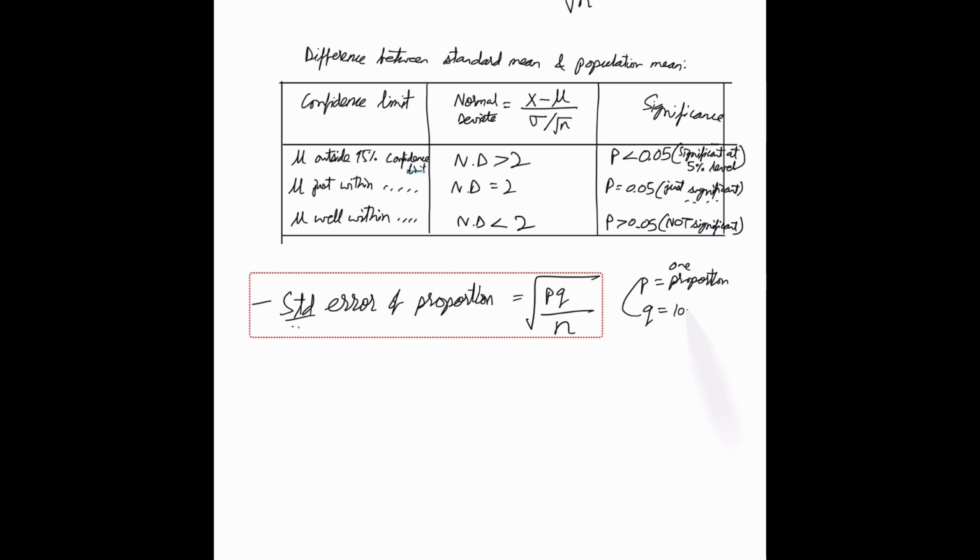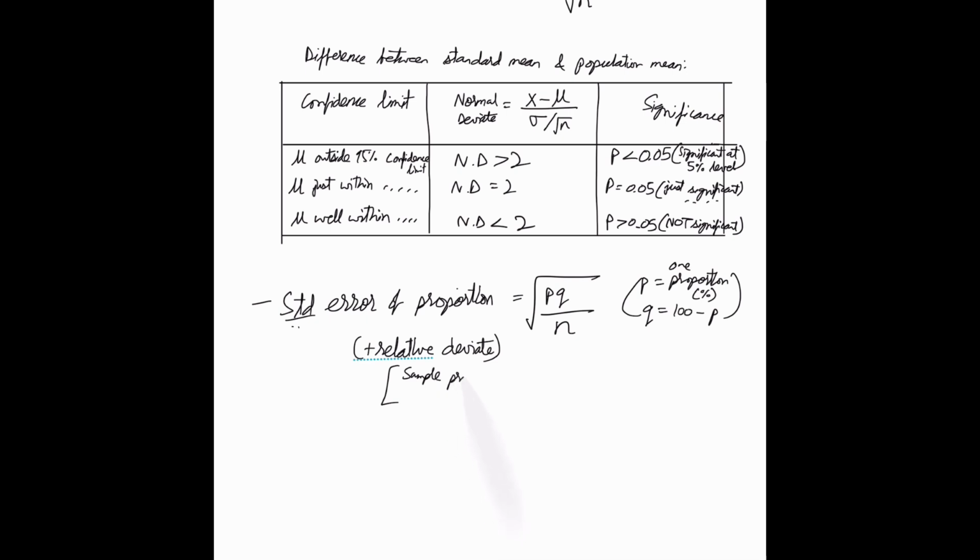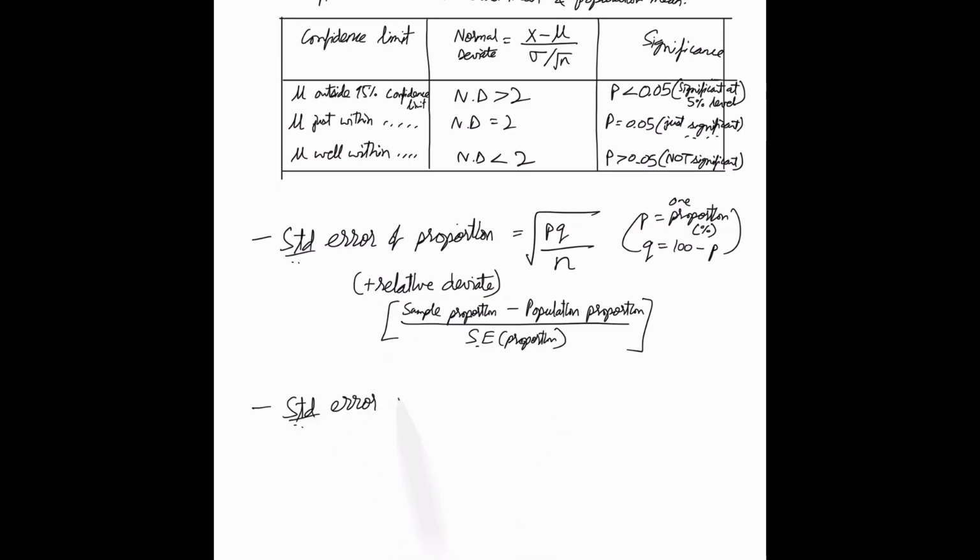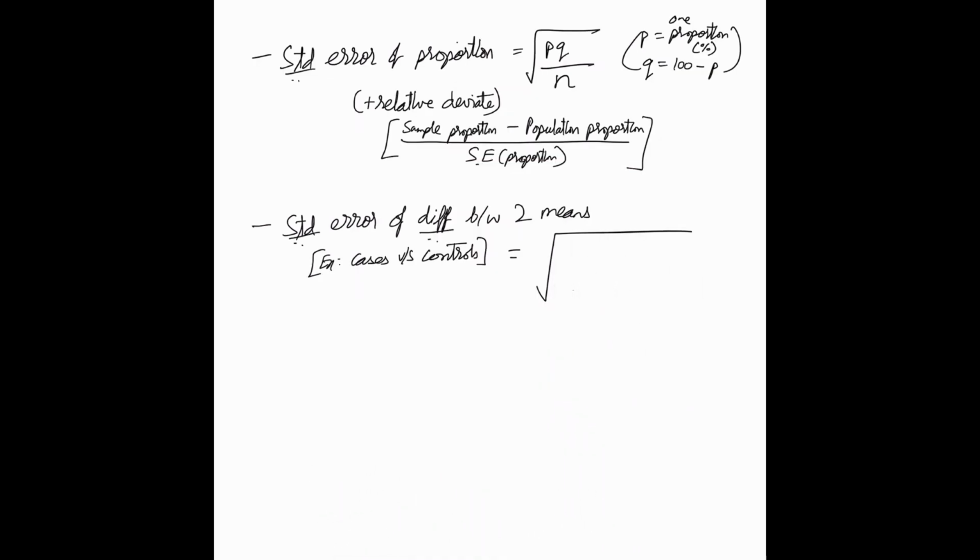Next, we have the standard error of proportion, which is root of pq by n, wherein p is the proportion of one of your sample, for example, the proportion of males in a population, and q is 100 minus p. You're representing p in percent. So we then see the relative deviate, which is basically the sample proportion minus the population proportion of whatever you selected as a sample, divided by the standard error of proportion that you have calculated.